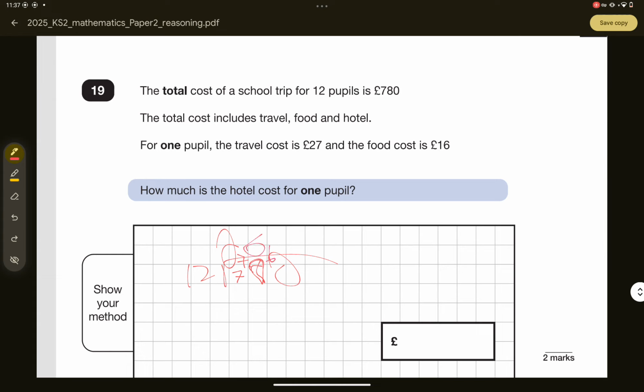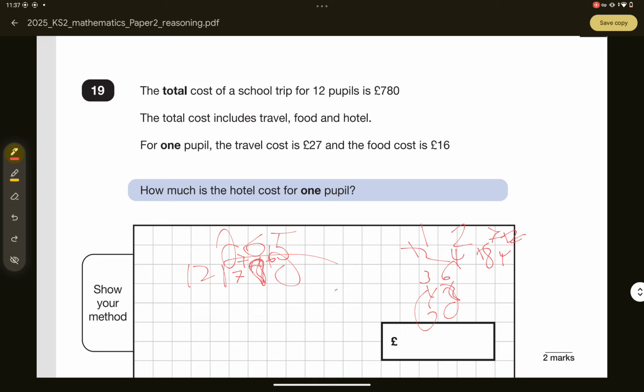And 12, 24, 36, 48, 60, 72, 84. Just write the times table out on the side. So this is 78 divided by 12 equals 6, and then the remainder is 6, so we carry that to the 0. 60 divided by 12 equals 5 with no remainder, so it will be 65.